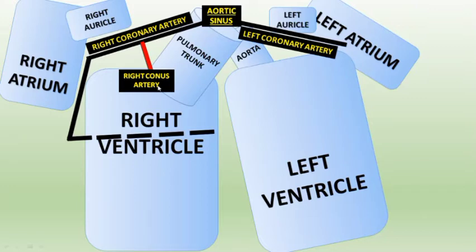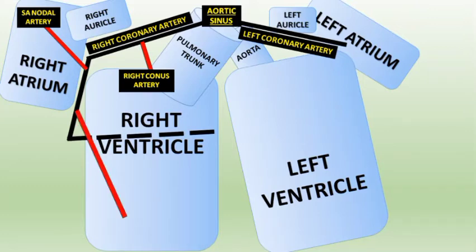The next branch of the right coronary artery is the SA nodal artery, supplying the SA node. The SA nodal artery also has small branches supplying the right atrium and the left atrium. Now, the next branch is the acute marginal artery. The acute marginal artery is a branch of the right coronary artery supplying the lateral surface of the right ventricle and the apex. This is the apex of the heart.